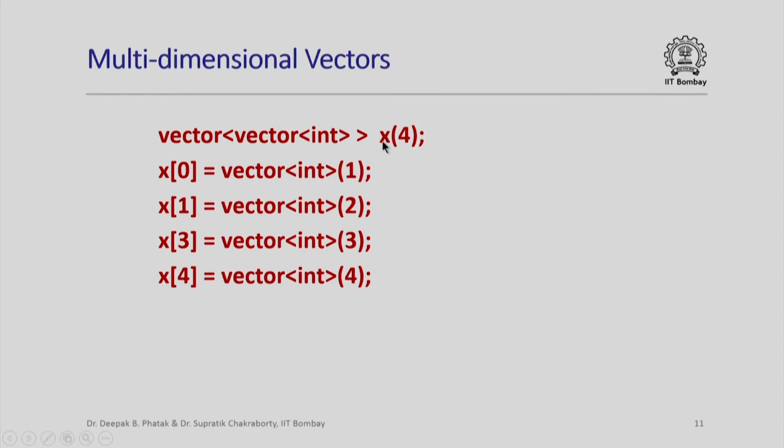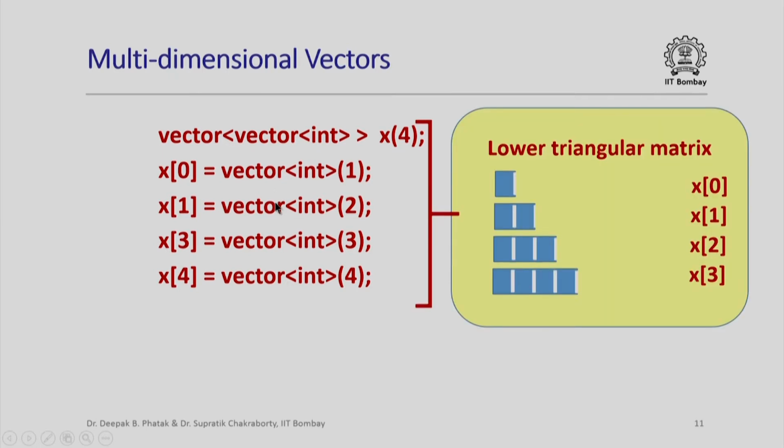So, therefore, here x is a vector of integer vectors. However, the different elements of x are not integer vectors of the same size. So, effectively what I have done here is I have created a lower triangular matrix. So, x[0] is an integer vector of size 1, x[1] is an integer vector of size 2, x[2] is of size 3 and x[3] is of size 4. So, you see here that using the features of the vector class, I can also create lower triangular or upper triangular matrices like this.